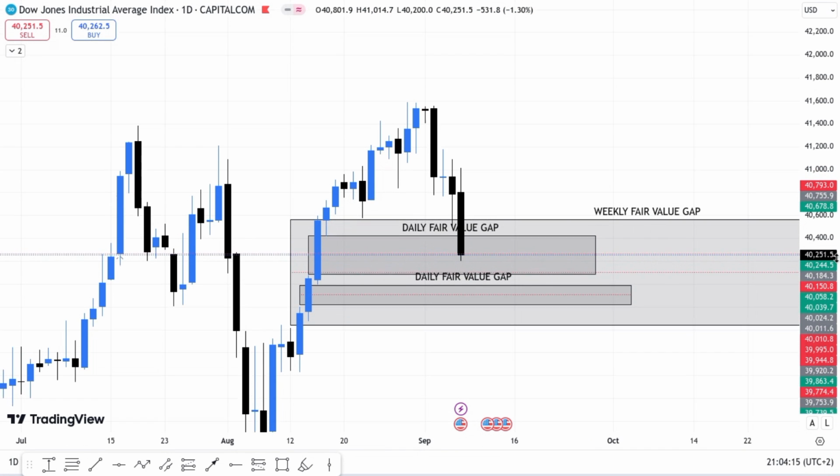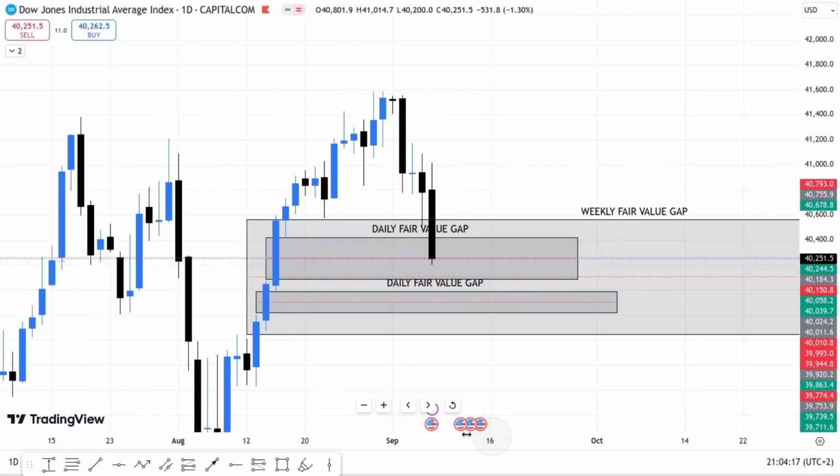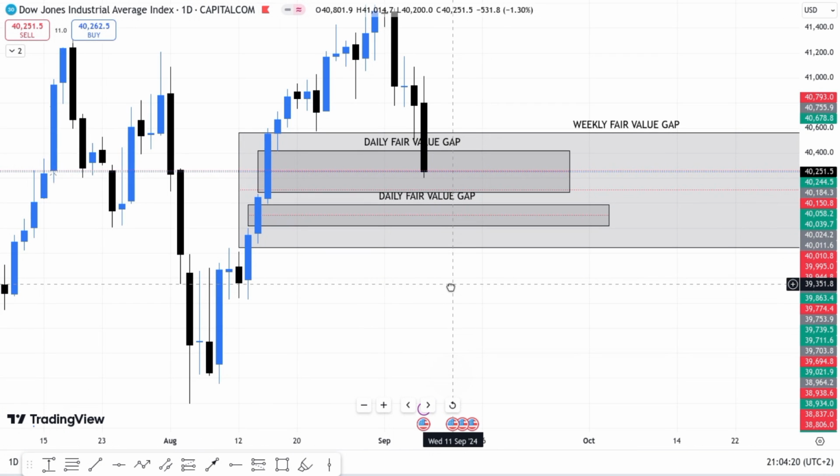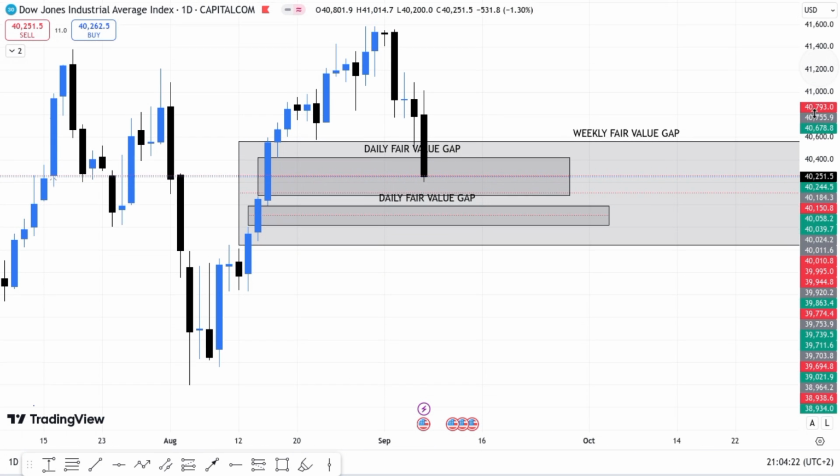I know it looks a bit messy and weird, but just bear with me for now. We have this fair value gap over here, then this one over here, and this massive weekly fair value gap. If you look to your left, we have this inversion fair value gap as well. But as you can see, this fair value gap has been disrespected. Price is already below that fair value gap, so we won't look at that one.